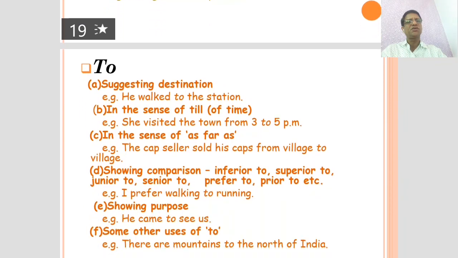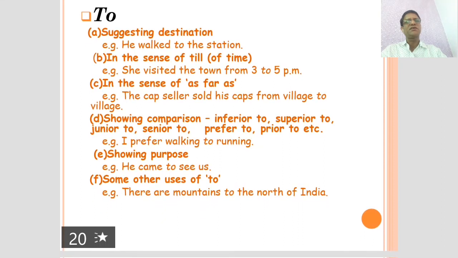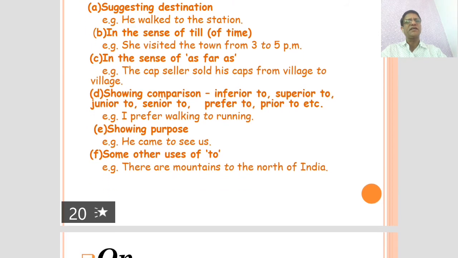Now we are using to. Suggesting destination: He walked to the station. In the sense of till, of time: She visited the town from 3 to 5 p.m. In the sense of as far as: The cap seller sold his caps from village to village. Showing comparison: inferior to, superior to, junior to, senior to, prefer to, prior to, etc. I prefer walking to running. Showing purpose: He came to see us. Some other uses of to: There are mountains to the north of India.